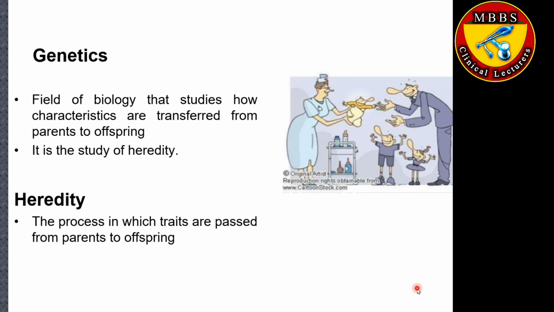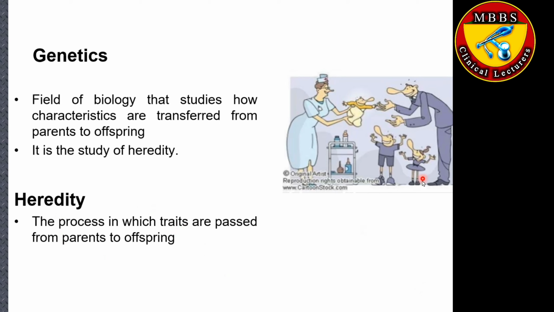Genetics. You know that genetics is a field of biology that studies how characteristics are transferred from parents to offspring. It is the study of heredity. What is heredity? It is the process in which traits are passed from parents to offspring. What do you mean by traits? Traits means characters.